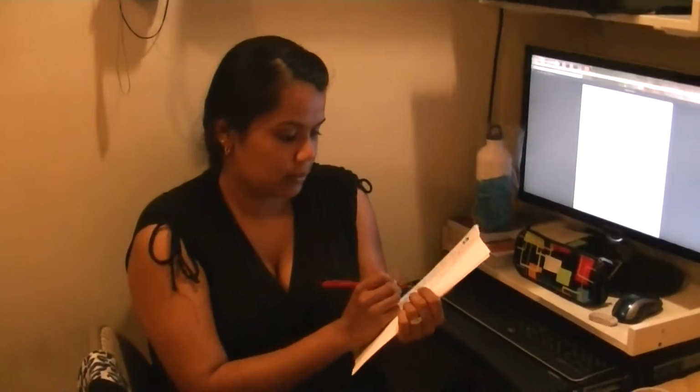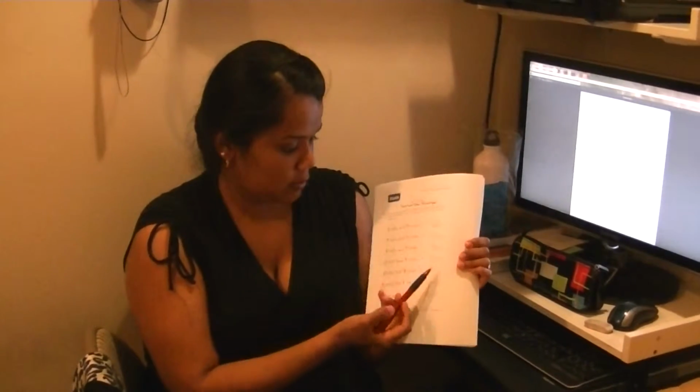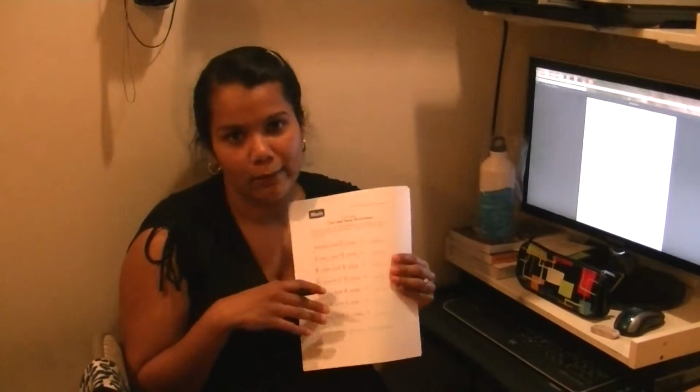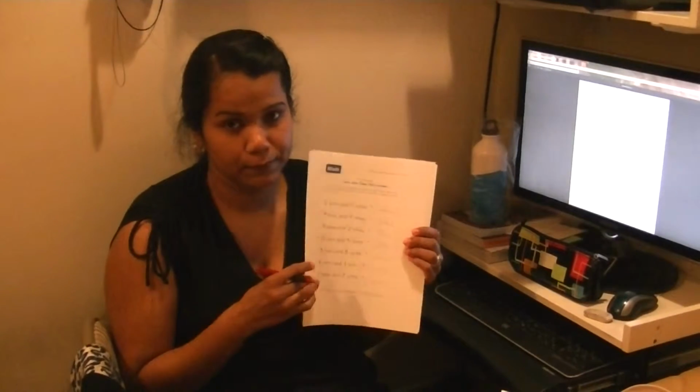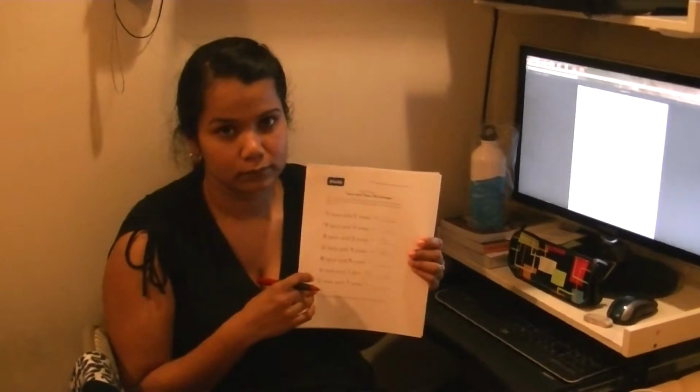0 tens and 4 ones we would write as 04, because there are 0 tens and there are 4 ones. 8 tens and 8 ones, what number do you think that would be? 88? Good. How about 6 tens and 1 one? 61? Good. And the last one, 2 tens and 7 ones. 27? Excellent.